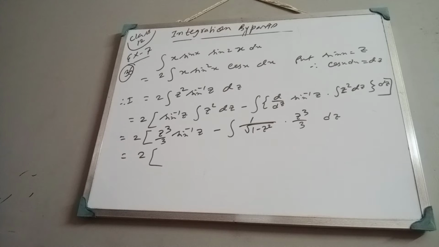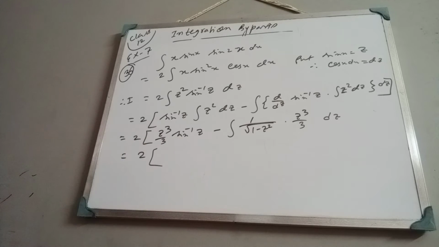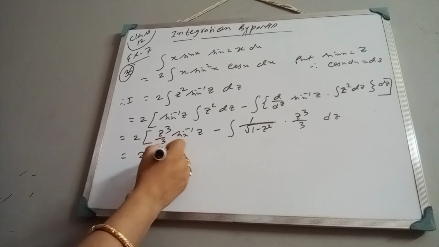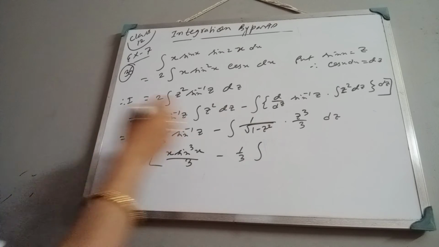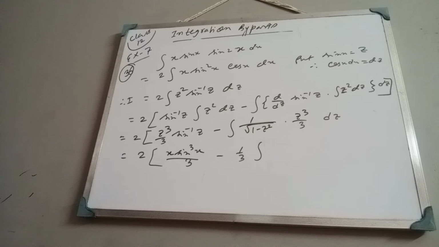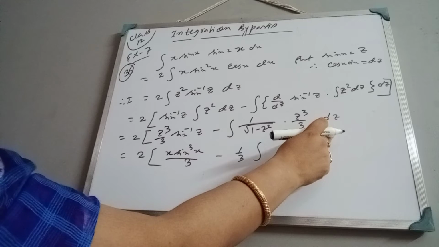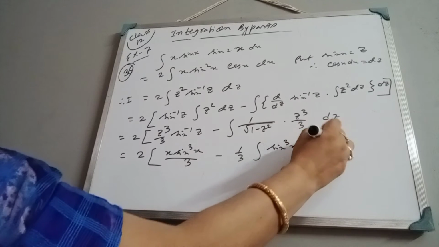Now z cube by 3, we have taken z as sine x, so it is sine cube x, and sine inverse sine x is again x. So what will we get here? It will be x sine cube x by 3 minus 1 by 3 integral, 1 minus z square means cos x, and z cube means sine cube x, and dz is cos x dx. So ultimately cos x will be cancelled, and we get sine cube x dx.